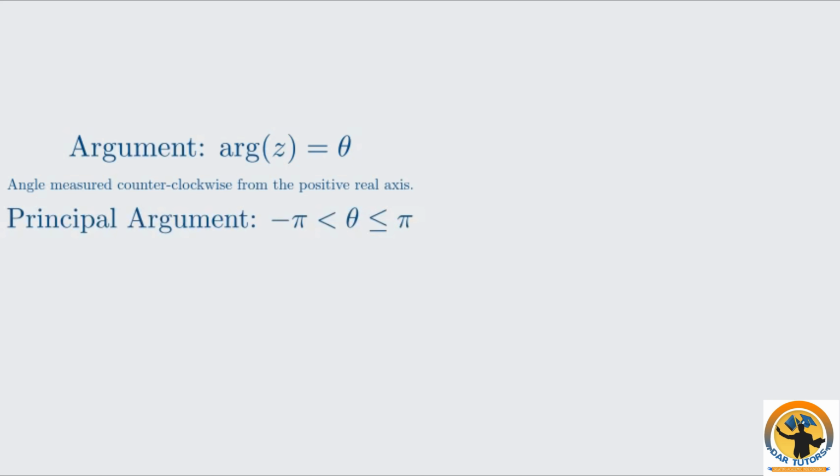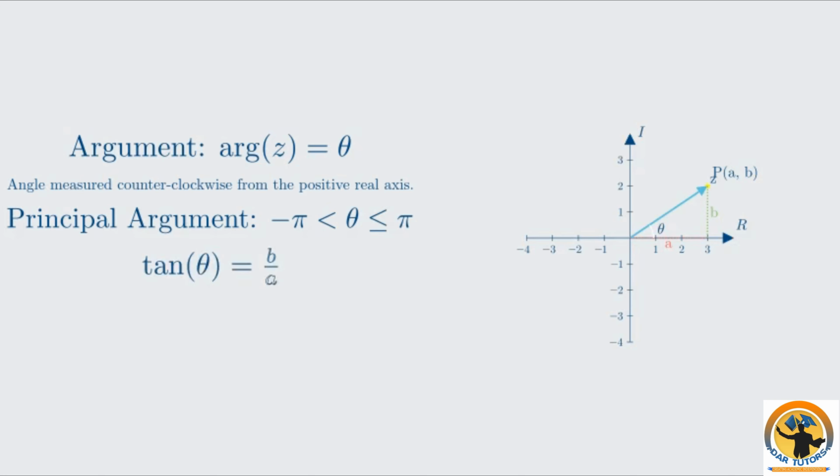The principal argument is the unique angle theta that lies in the interval from negative pi exclusive to pi inclusive. This is the standard convention in IB mathematics. To find the argument, we use trigonometry. For z equals a plus bi, we can form a right-angled triangle with sides a and b. The tangent of the angle in this triangle is b over a.